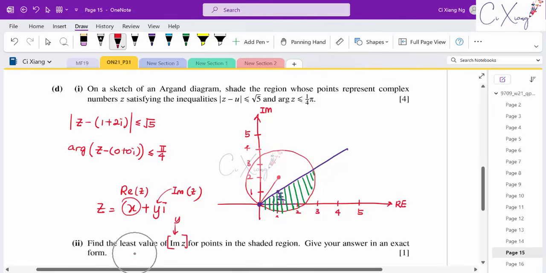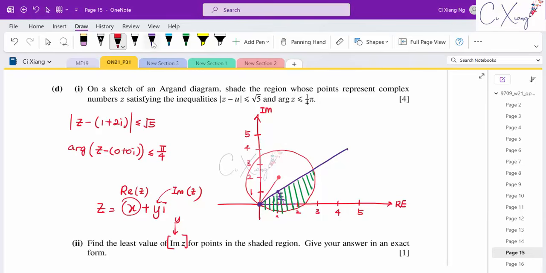So they are looking for the smallest y, the smallest value of y for the points in the shaded region, and they want you to give the answer in exact form. So where's the lowest point of y? In your diagram, in the whole shaded area, this is the lowest point.